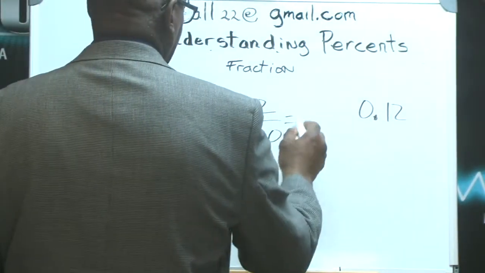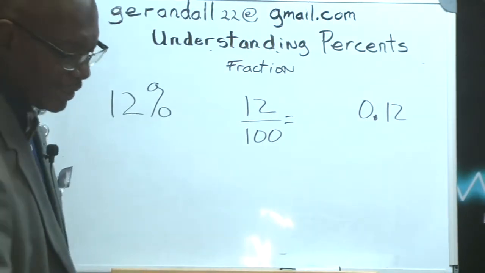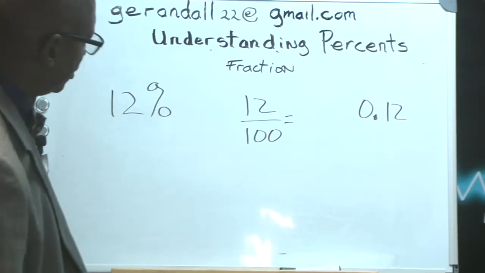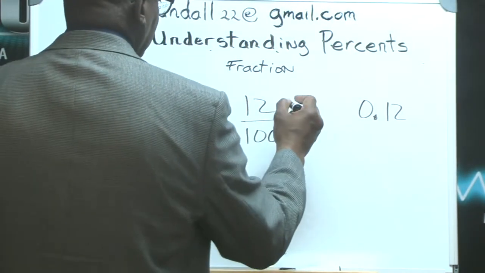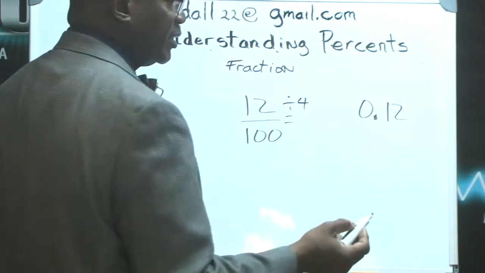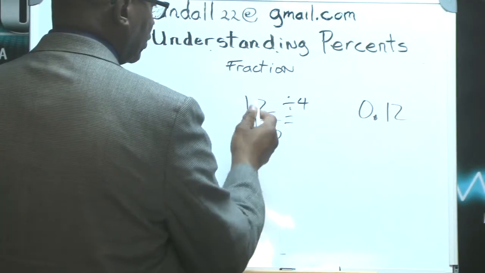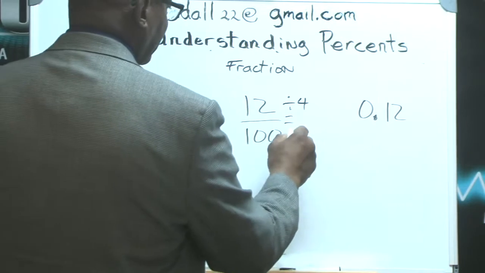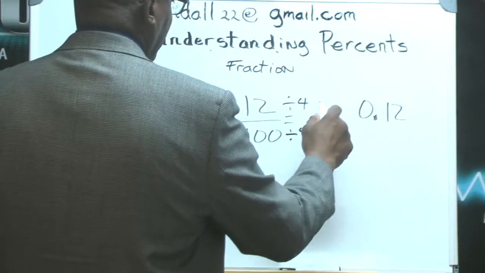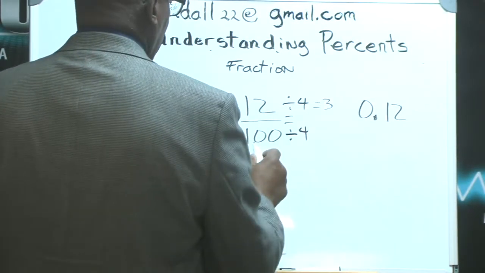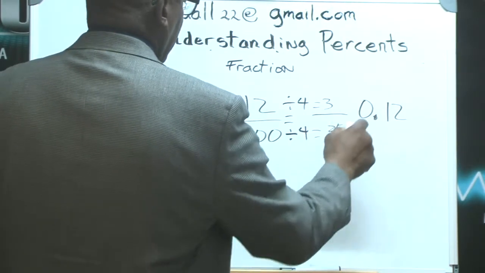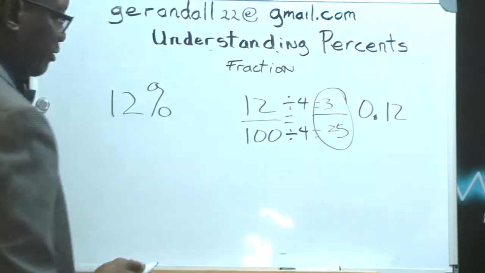Again, we cannot hand that fraction in like that because it is not in simplest form. We have two numbers which, in this case, the largest factor is 4. What that means is 4 is the largest number that will go into 12 and 100 evenly. Again, 12 divided by 4 is 3, and 100 divided by 4 is 25. And our fraction would be 3/25.